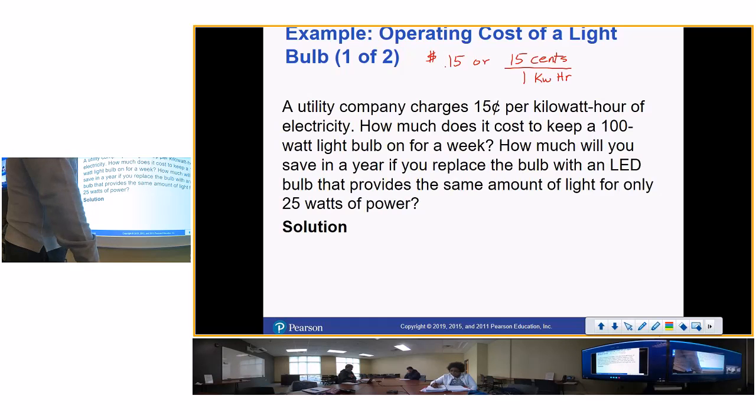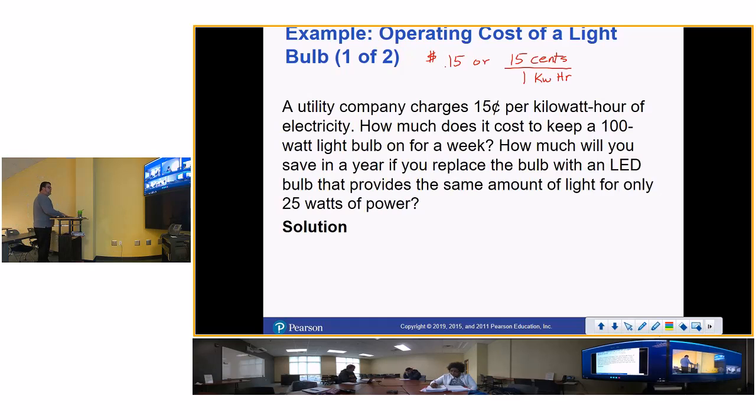How much does it cost to keep a 100 watt light bulb on for a week? How much will you save in a year if you replace it? Now, they're going to give you the information in the next step.